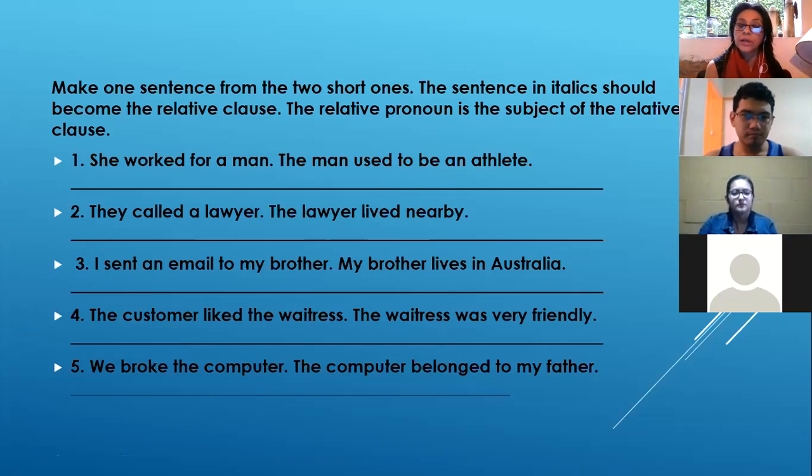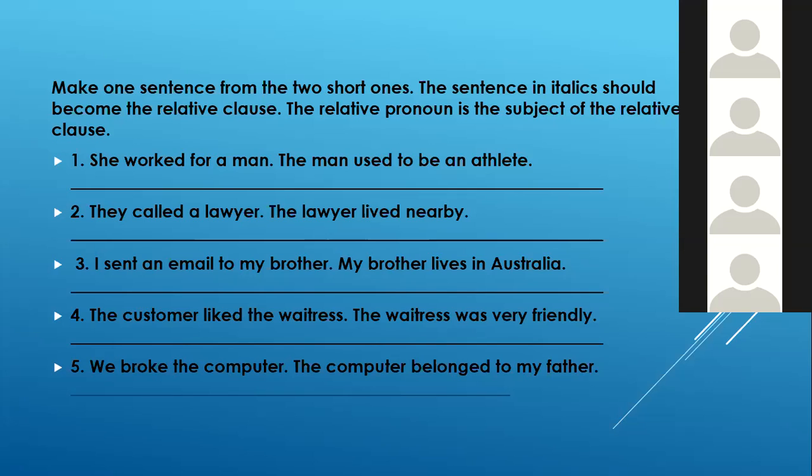Sophia, do you want to try number three? I sent an email to my brother. My brother lives in Australia. Okay. I sent an email to my brother who lives in Australia. Excellent. Very good, Sophia. Well done. It's not very complicated. Who lives in Australia? Very nice. All right, let's see. Carlita, do you mind trying number four?